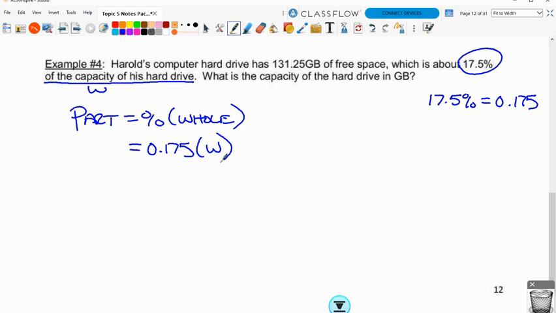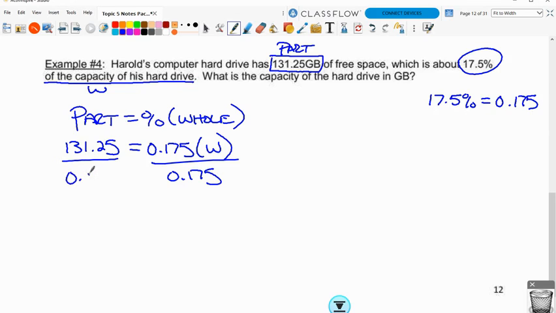The amount, this 17.5%, is this 131 and 25 hundredths. That is the part that he has free. So we're going to put 131 and 25 hundredths. Only part of his hard drive was free. We have to figure out how much the whole hard drive is going to be. Notice W is on the right side of the equal sign. It's not alone. It's being multiplied by 175 thousandths. So we'll start by dividing by 175 thousandths so that we can isolate W.